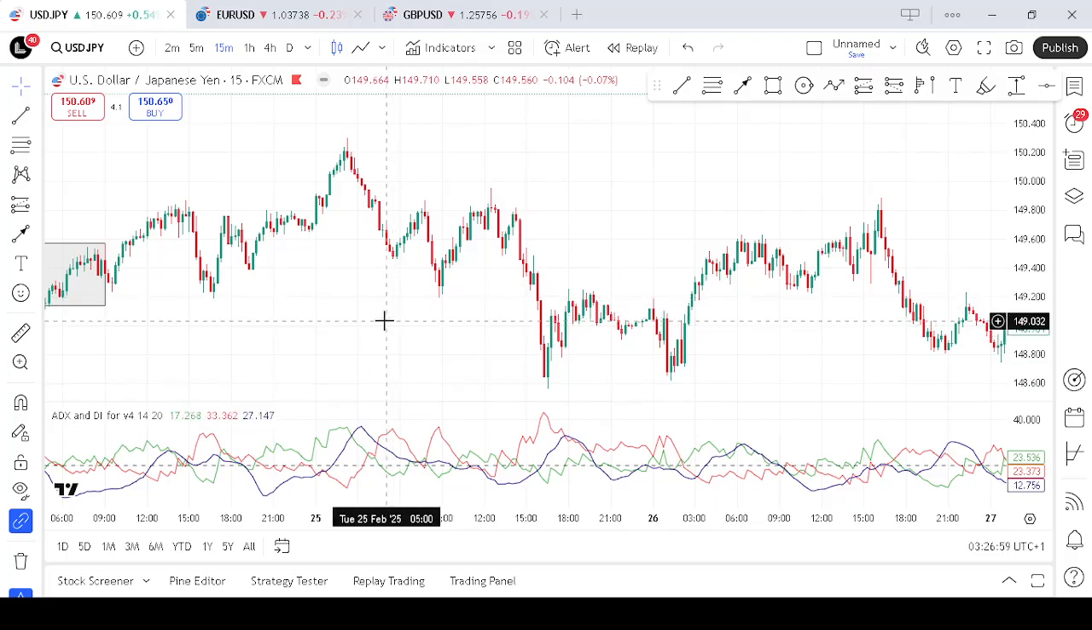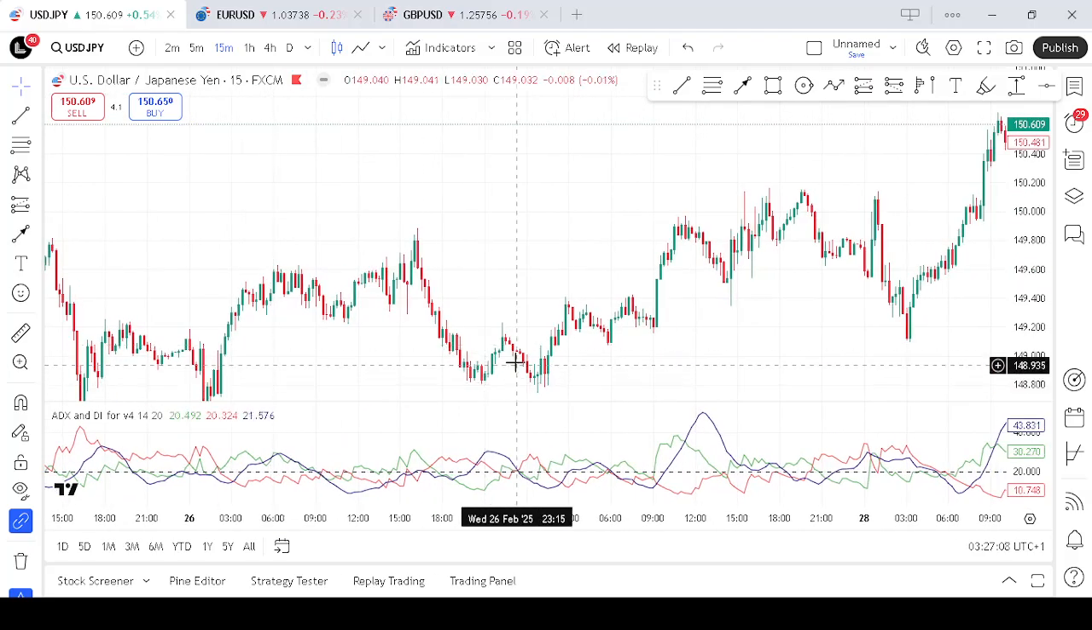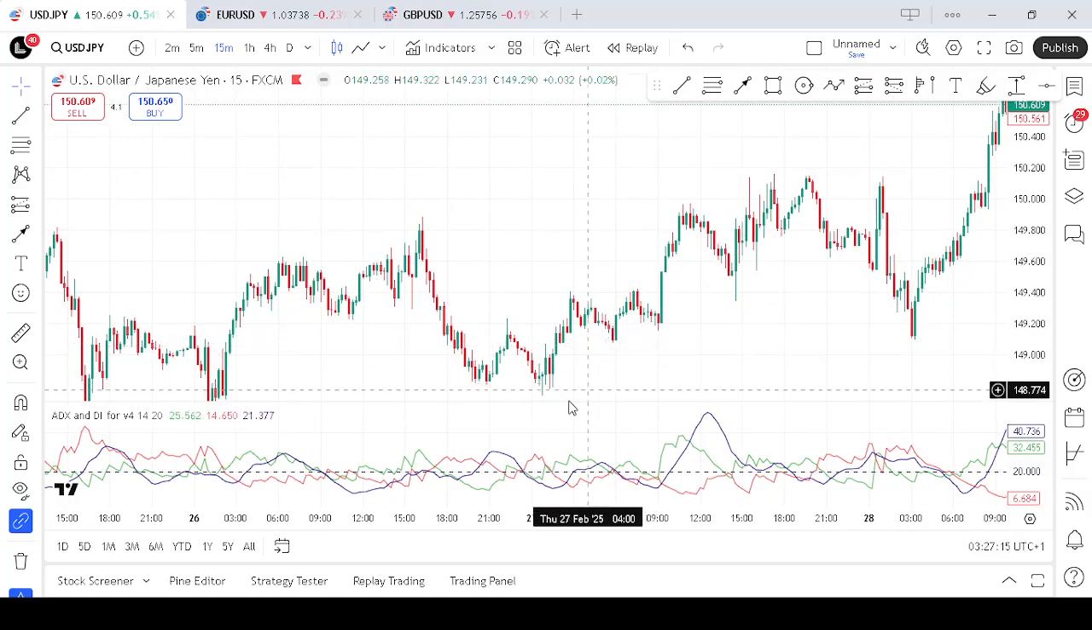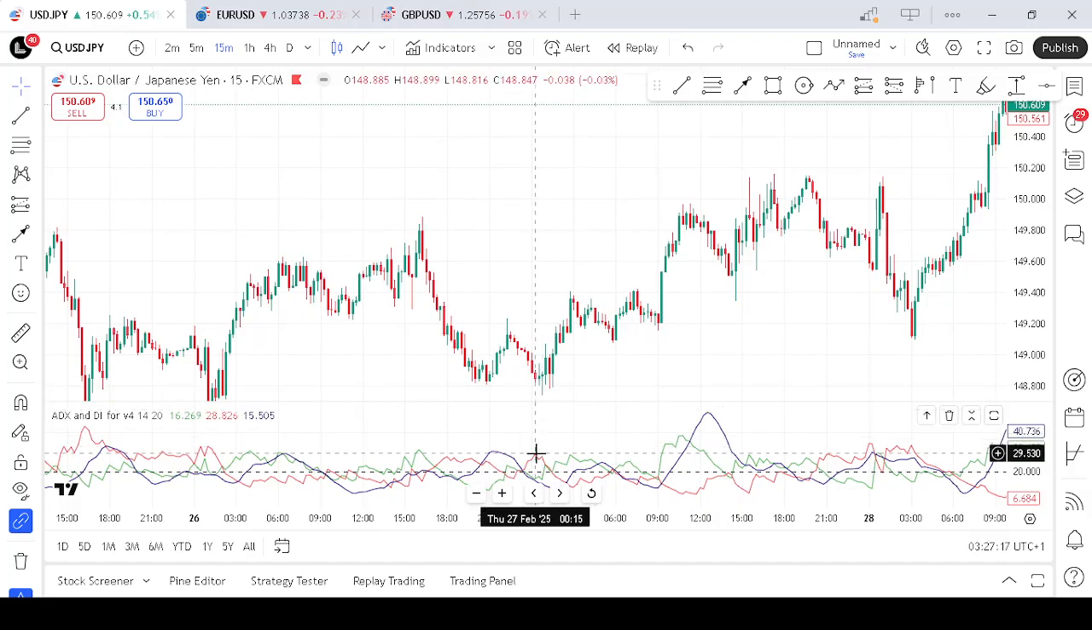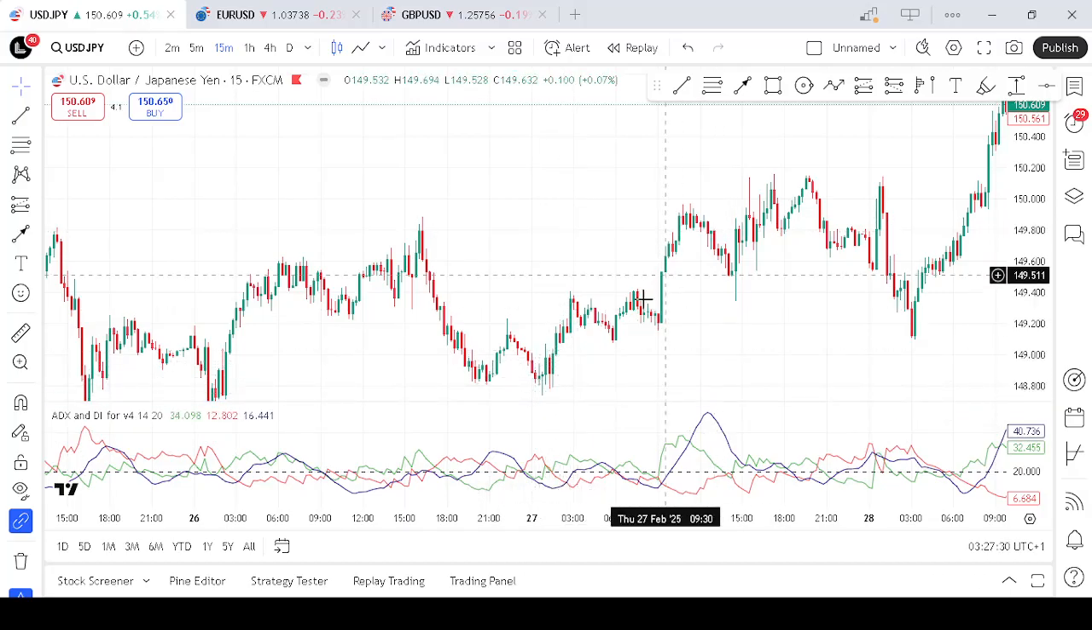Now, how do we enter? We enter the trade for a buy signal. A buy signal occurs when the positive DI line crosses above the negative DI line. At this area, we can see the positive DI line, the green line, crossed above the negative DI line, and it shows that we need to look for buying opportunities.